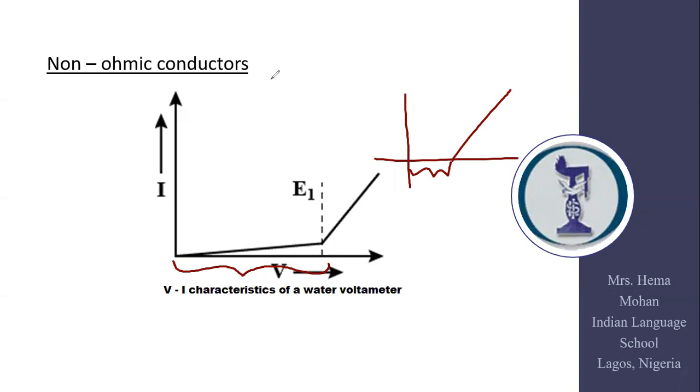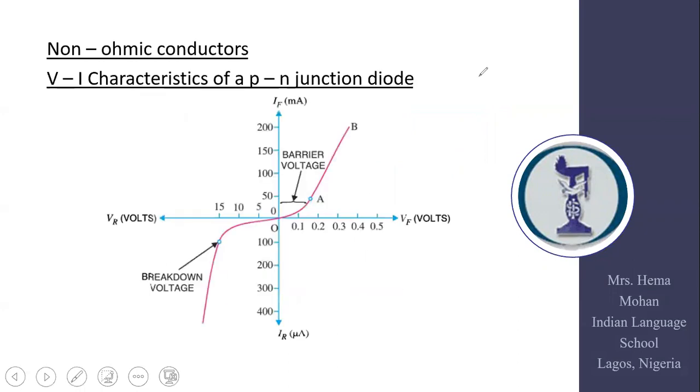Your current is not zero when the potential is zero. Your current is zero even when the potential is not zero. And again, this becomes another example where Ohm's law is not obeyed, another non-ohmic behavior in the VI characteristics, which is the water voltmeter.